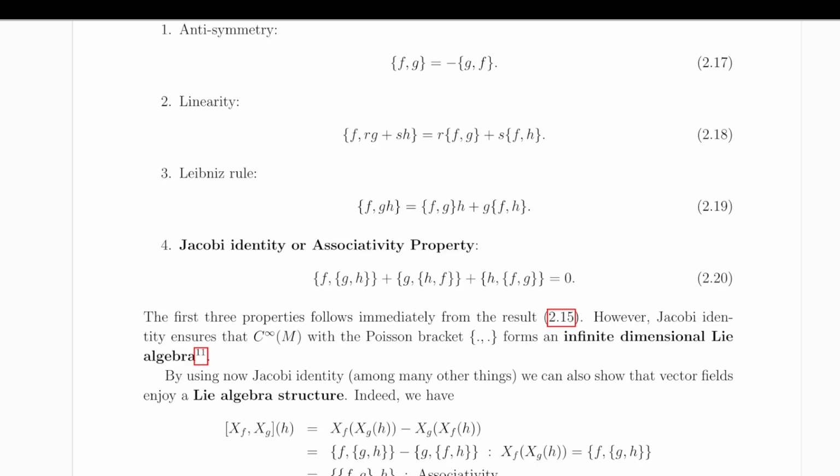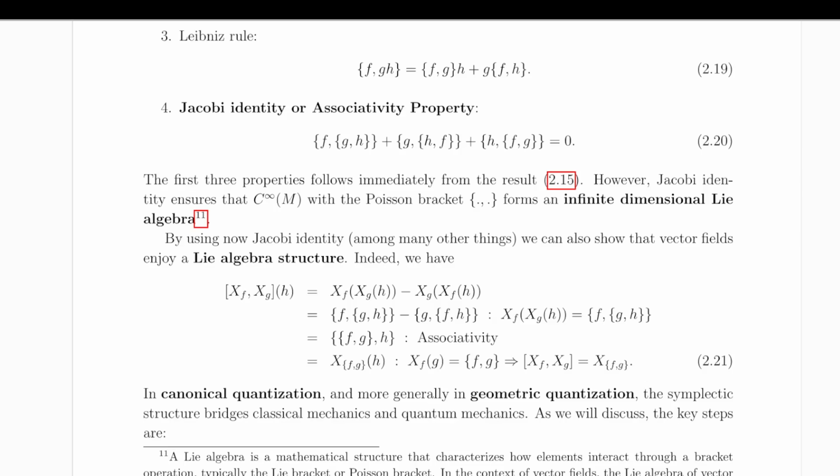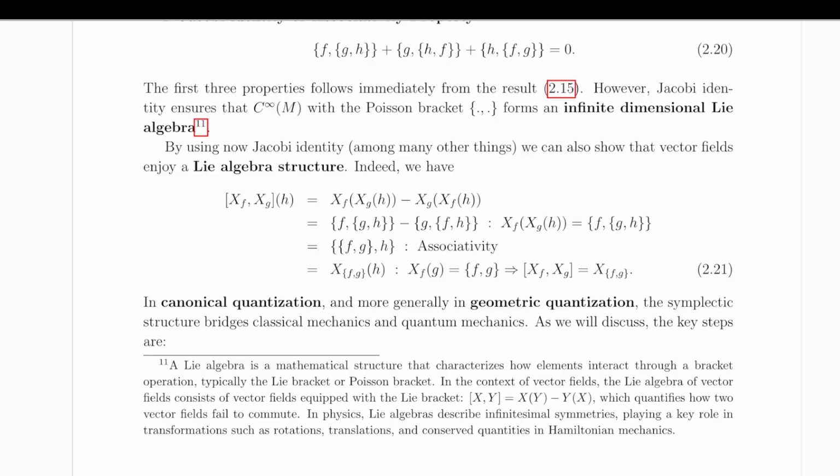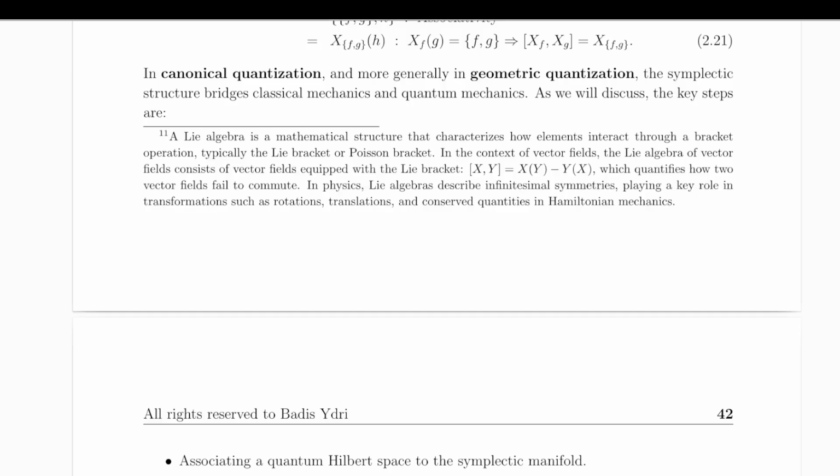In particular, by using the Jacobi identity, we find that the commutator of the Hamiltonian vector fields, X_f and X_g, equals the Hamiltonian vector field of the Poisson bracket of f and g. This shows that Hamiltonian vector fields form a Lie algebra, where the bracket operation reflects the structure encoded by the Jacobi identity. Finally, in quantization, we replace the Poisson bracket with the commutator of quantum operators.